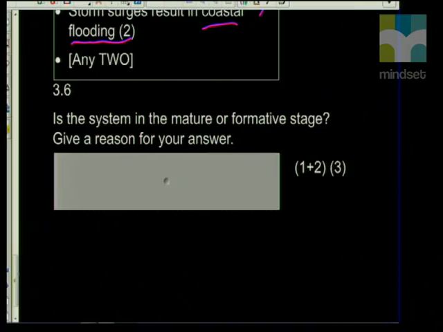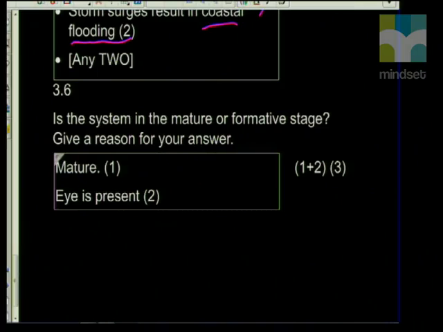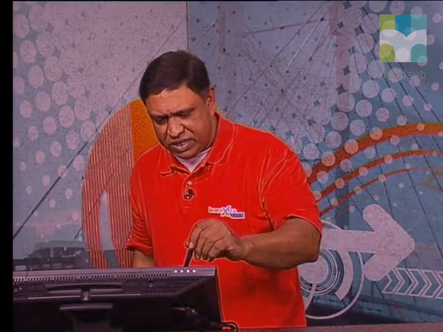All right, so our answer there very quickly is your mature stage. All right, and the reason, that's 1 mark for that, the reason the eye is present, or tight band of clouds, but the most obvious one is the eye is present down there. All right, so that's on the synoptic map. Let's look at another resource, another exciting resource.